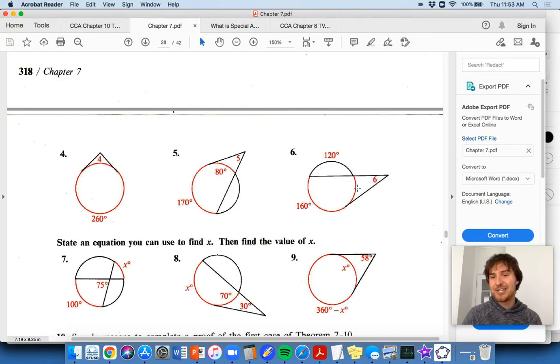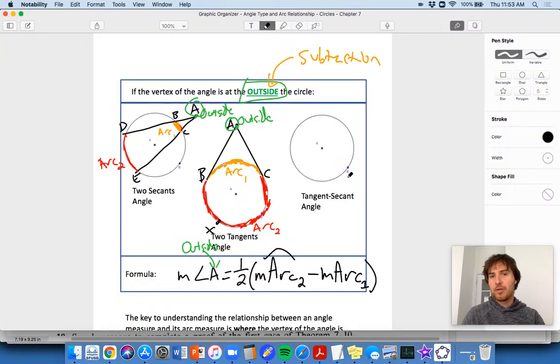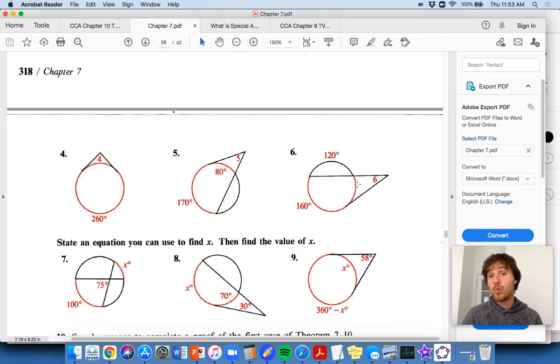This is actually a situation we haven't talked about yet. This will be the third one we draw in. Because my vertex is outside the circle, it's the arc that's intercepted second, because this side of the angle intercepts it after it gets that arc right here. 160 minus 60 is 100, divided by 2, 50 degrees right there.